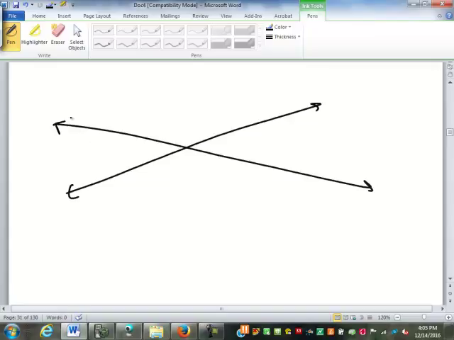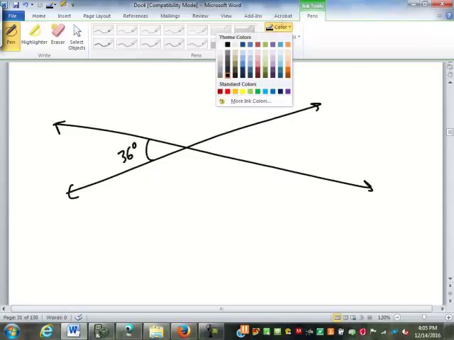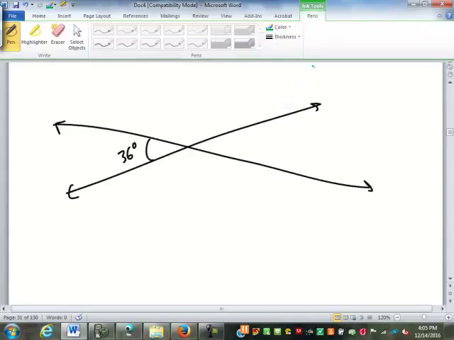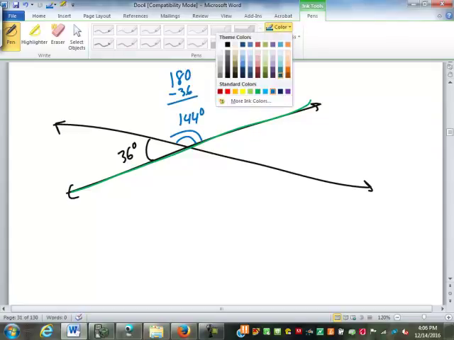When we have two intersecting lines like this, we have several angle relationships. If I give you this angle here is 36 degrees, I can find all of the other angles here because they're supplements. This, of course, is a straight line here. So that means this angle here has to be supplementary to the 36. How much does it have to be? 180 minus 36 is 144 degrees.